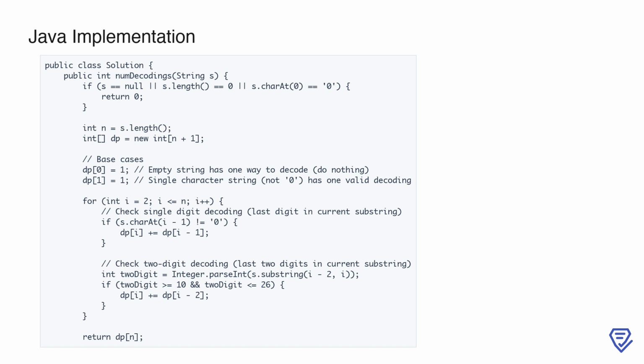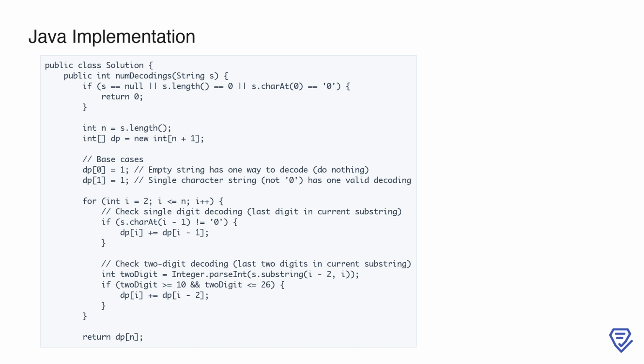First, if the current character is not 0, it can be decoded as a single-digit number, so we add the value of dp[i-1] to dp[i]. This means the number of ways to decode the substring up to this point includes all the ways to decode the substring without the current character.